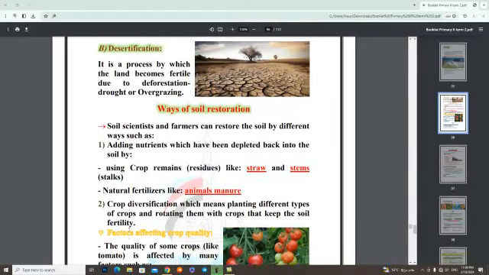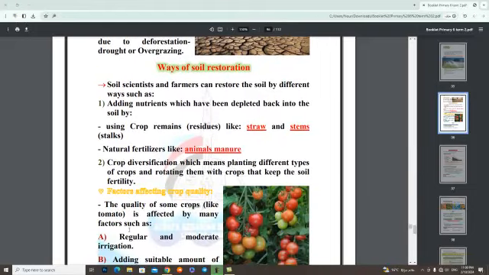Ways of soil restoration. Soil scientists and farmers can restore the soil in different ways, such as: Number 1, adding nutrients which have been depleted back into the soil by using crop remains like straw and stems. Number 2, natural fertilizers like animal manures. Number 3, crop diversification, which means planting different types of crops and rotating them with crops that keep the soil fertility.